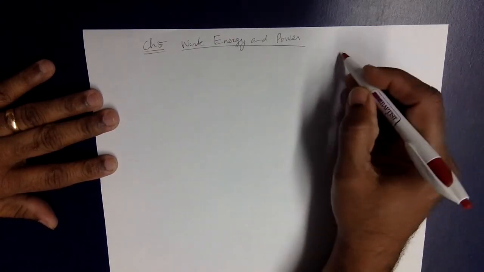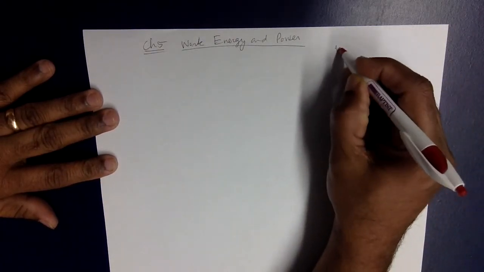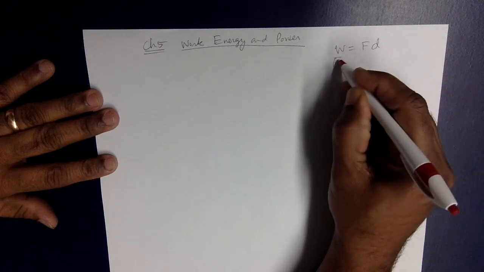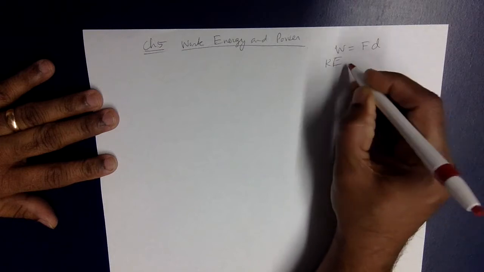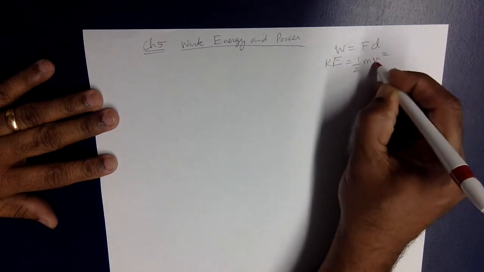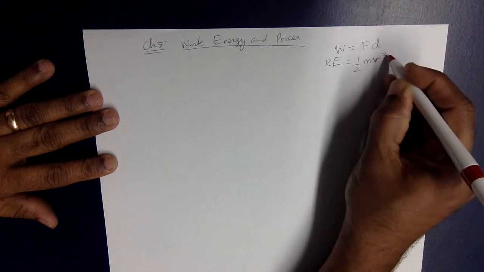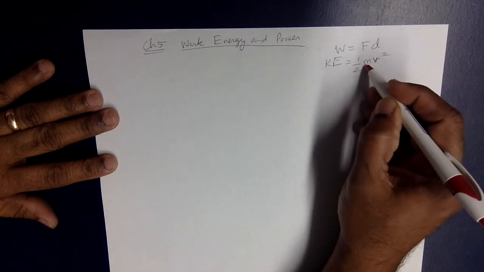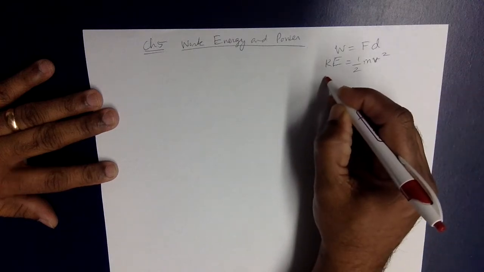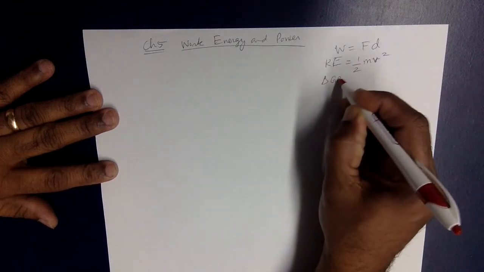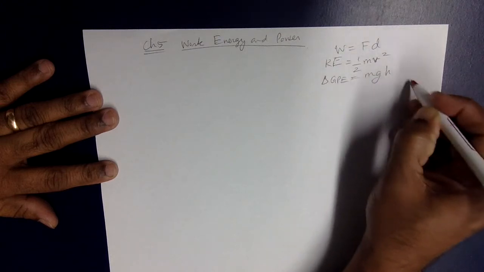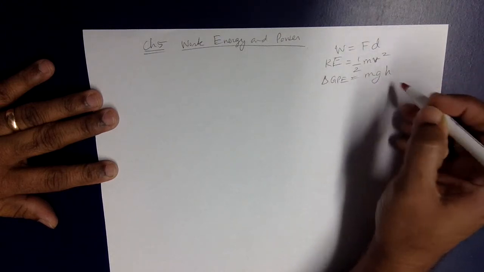First of all, those equations. Work is equal to force times displacement. Kinetic energy is half times mass times velocity squared. Remember, the velocity alone is squared, not the mass. Okay, and then we have change in gravitational potential energy, that is mass times gravity times the change in the height.